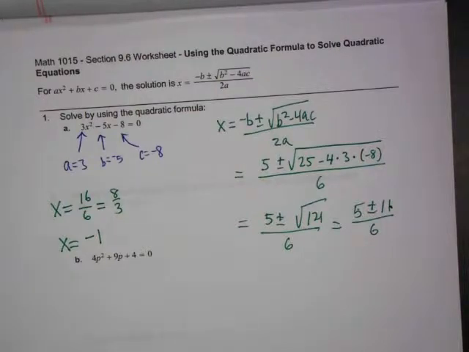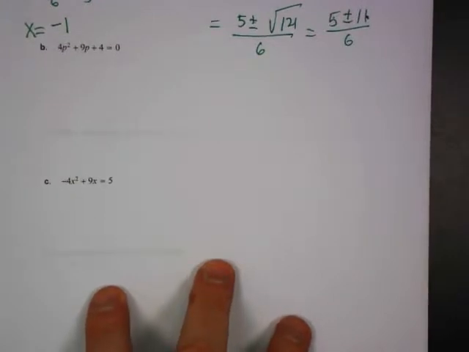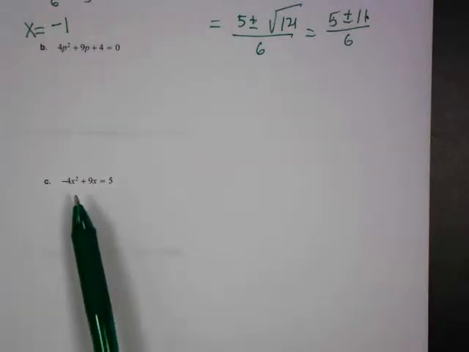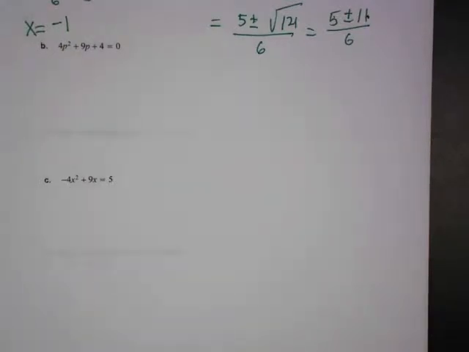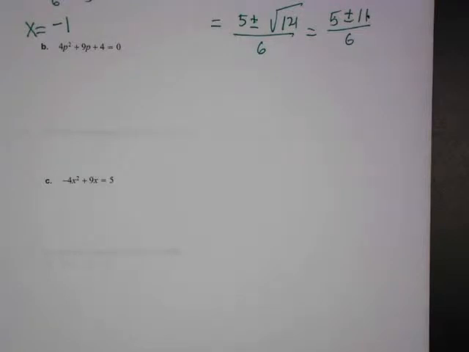I'm going to skip B and I'm going to jump down to C. Once again, problem C, I see that x squared, so that tells me it's quadratic. My choices are to factor or to use the formula. I see that this first number is a -4. That tells me I want to use the formula.